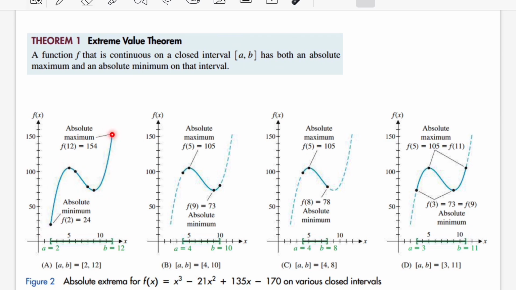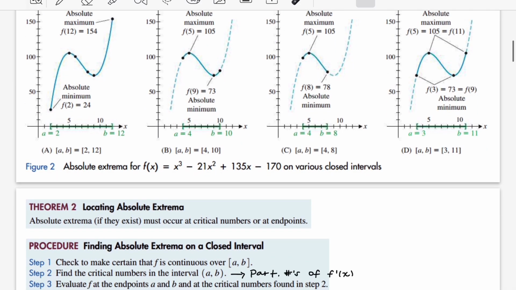and our absolute maximum is there. However, if we were to change our interval, let's look at 4 to 10 now, our absolute maximum and absolute minimum values change. Okay, so like I said, it's going to depend on both the function and the interval. And then continuing this process, just changing these intervals, we see that the absolute extremum is changing.